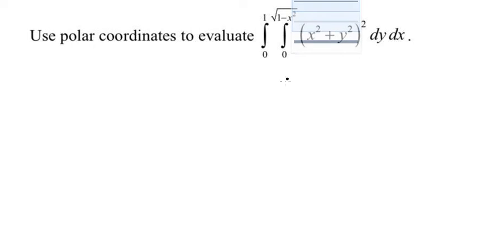Hello everybody, so today I will talk about calculus. The topic today is about polar coordinates. So now I will show you how to answer.